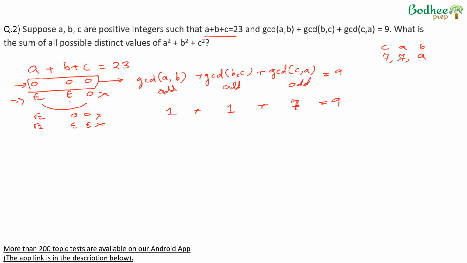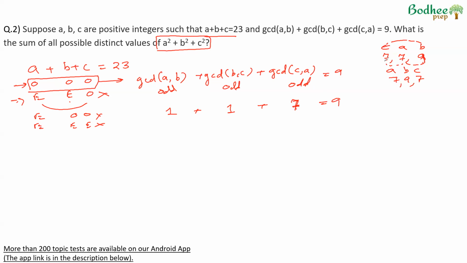and 9, 23. As we can see, the GCD of c and a will be 7, c and b will be 1, and a and b will also be 1. So this case is possible where a, b, c are 7, 9, and 7. The order will not matter because in the end we have to just square the three and add. So order of a, b, c will not matter.